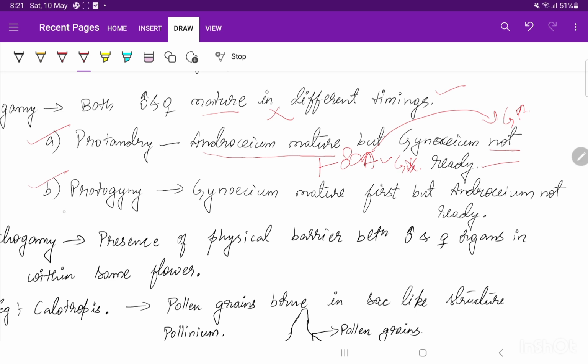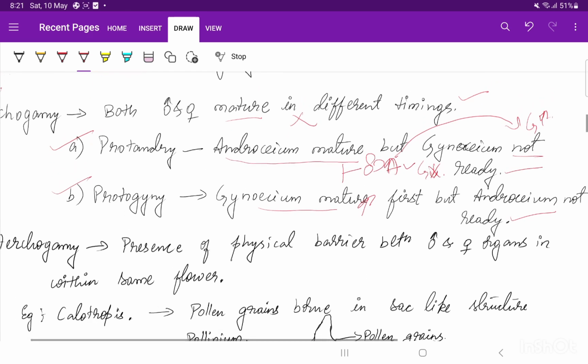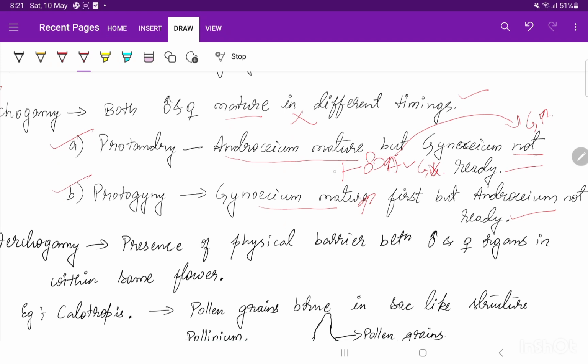In the same way, protogyny, where the gynoecium matures first but the androecium is not ready. Opposite to that, protandry and protogyny. I hope it's clear. Where the androecium matures, it is protandry; where the gynoecium matures, it is protogyny.